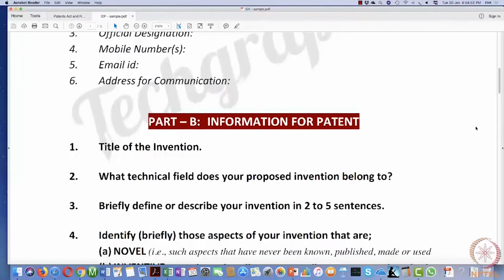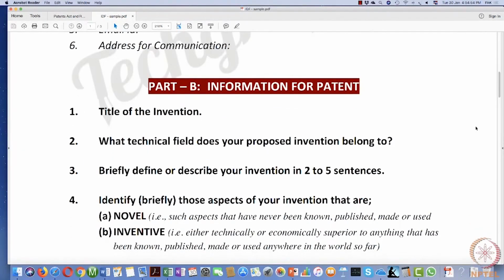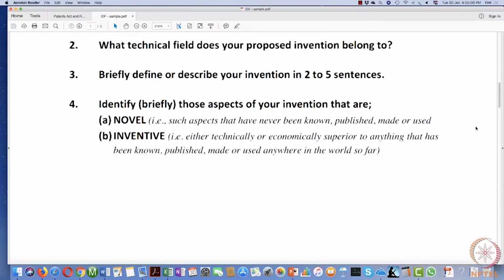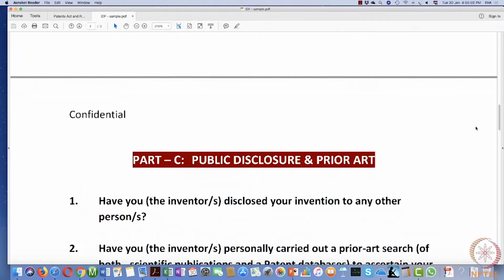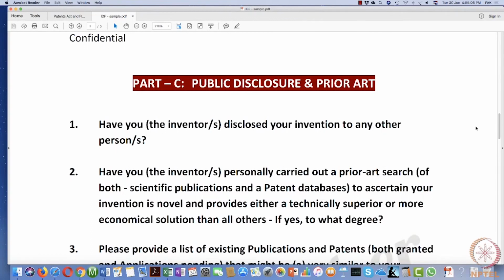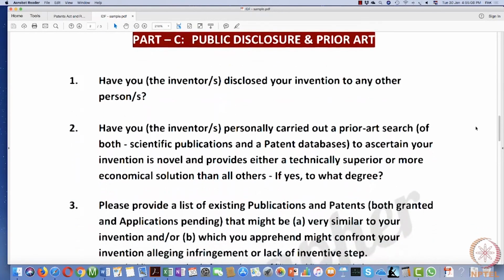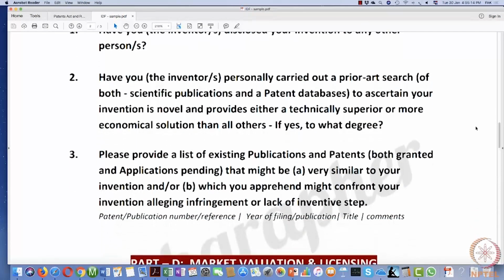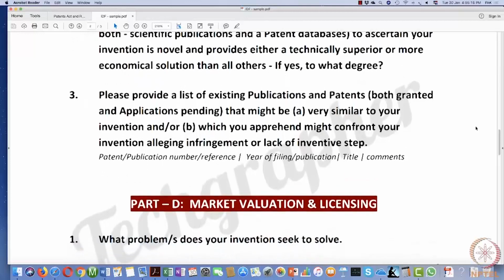Now, information about the patent: title of the invention, which technical field the invention belongs to, brief description, the novel feature, the inventive feature. And part C, public disclosure and prior art, whether the inventor knows some prior art, and whether there are scientific publications or patent databases, whether there are granted patents on it.